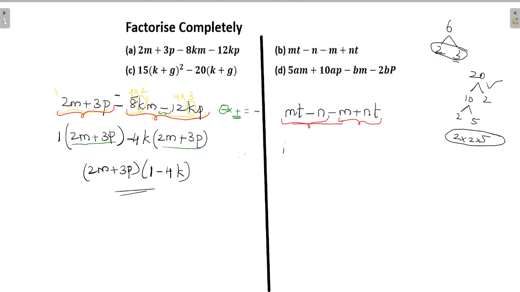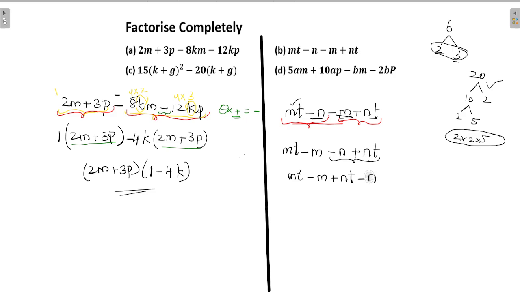So first mt. This mt is going to connect with minus m, because now we can take m as the common factor. Then the next term is minus n. The last term is plus nt. Here also we can take n as the common factor. Now the first term is positive, so mt minus m. Now this also we have to rearrange with a small change: plus nt minus n.